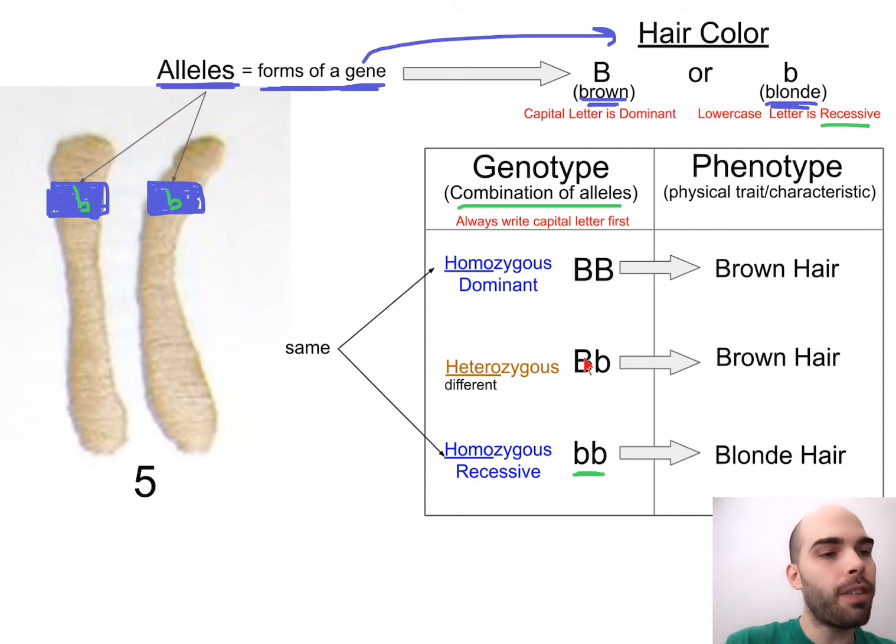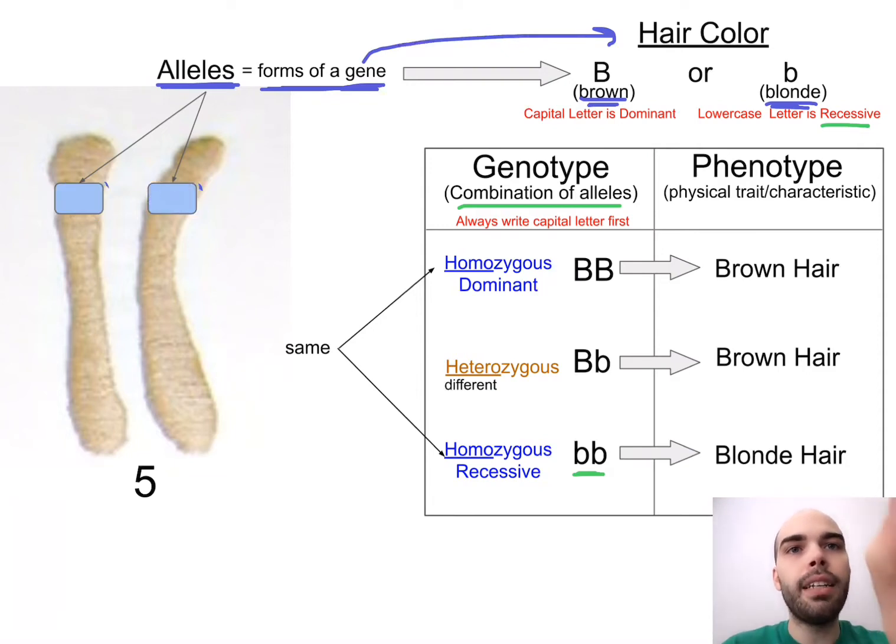Now if the 2 letters are different, if one of them is uppercase and one of them is lowercase, then we say that that is a heterozygous genotype. All right? Now again, these alleles code for certain traits. So since we have an uppercase B, remember, since it's dominant, we only need 1. You're going to see brown hair. This person with this genotype, big B, I'll write it over here so you can see it. So if we had a person who had big B, then they would have brown hair.